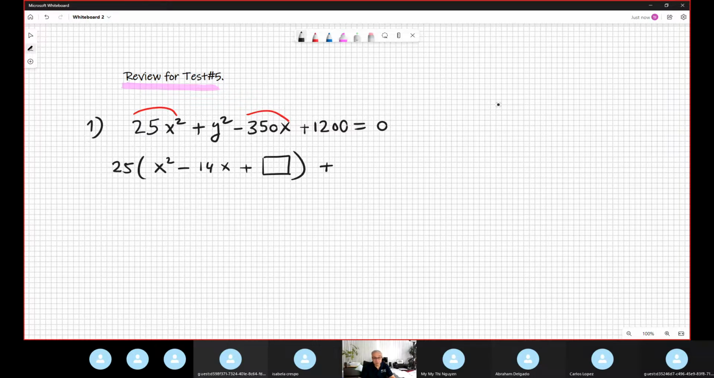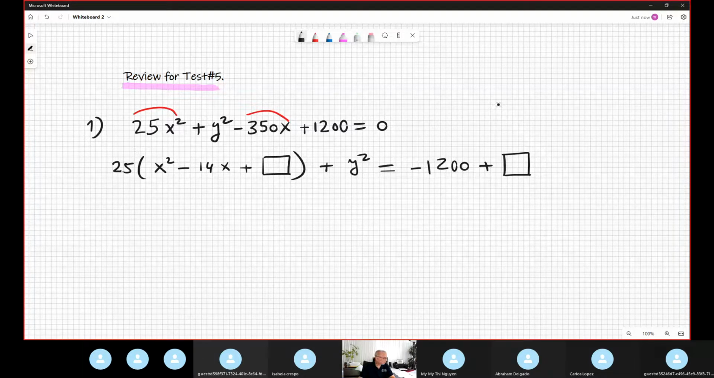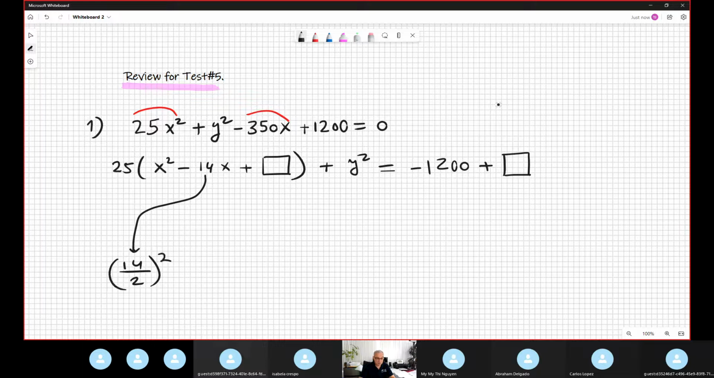plus, well, y has no transformation, we have no shift, so y squared stays alone. Equal, thus on the right hand side I have minus 1200 plus something. Okay. Now the magic number that completes the square: you take 14 divided by 2 and square. 14 divided by 2 is 7, and 7 squared is 49. 49 is the number to keep here, 49.